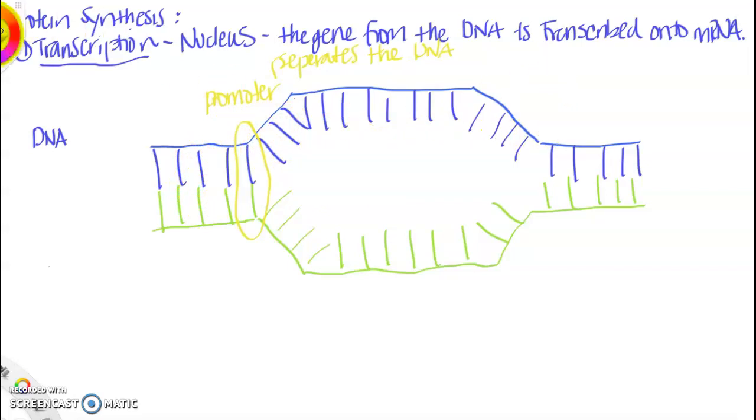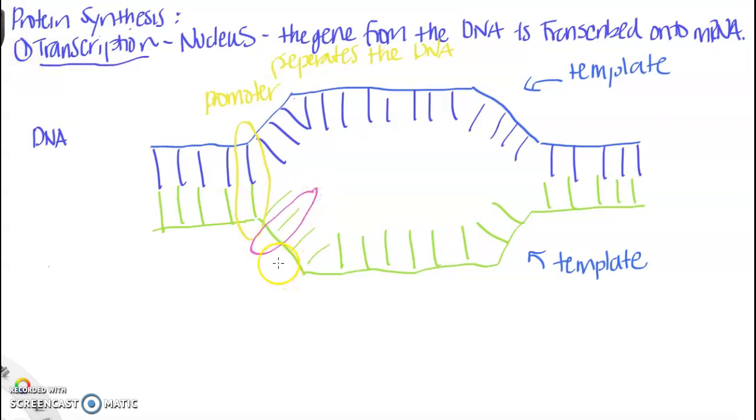So this side is a template, and this side is a template. And either side can be used, okay? So if we use this side down here, if we use that side there, we have an enzyme, and this enzyme is called RNA polymerase.